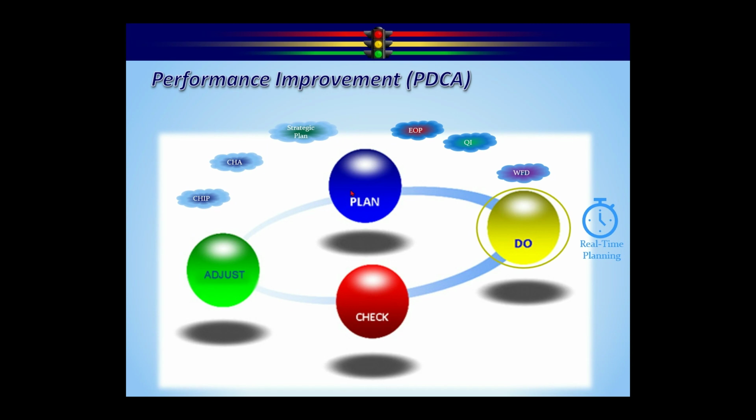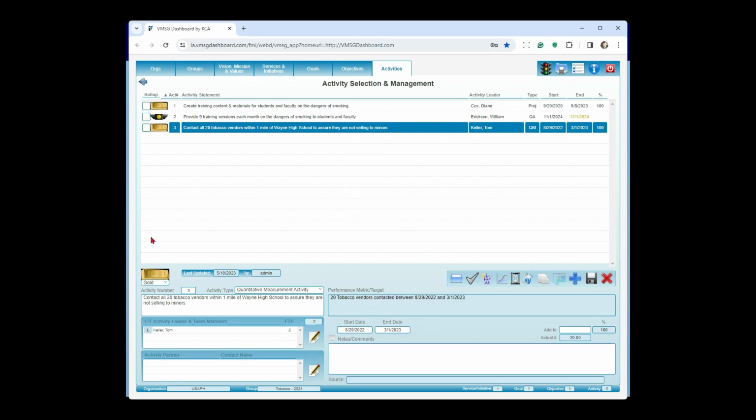Now, we're collecting all information in the do phase, and the reason we're collecting it is for the check phase. The check phase is real simple. It's comparing the plan to the actual. Well, what we've just collected in the do phase with real-time planning is the actual. And it might look something like this.